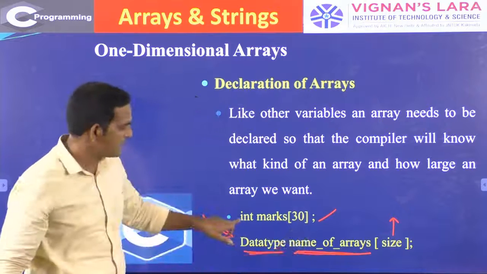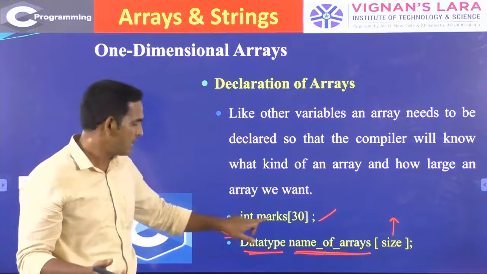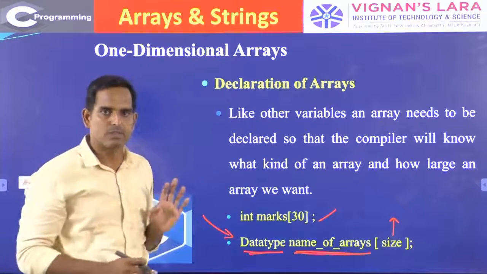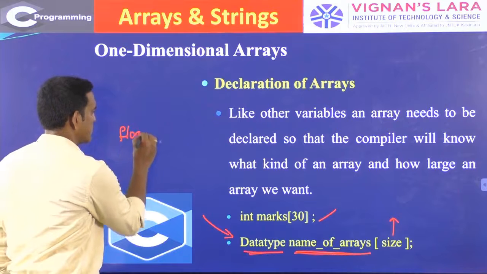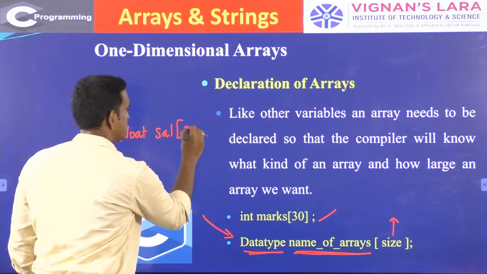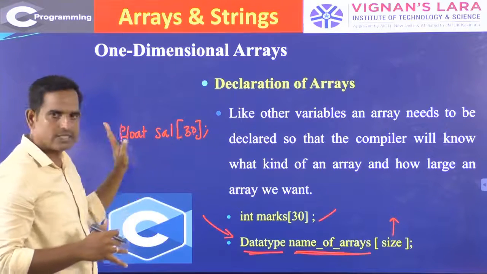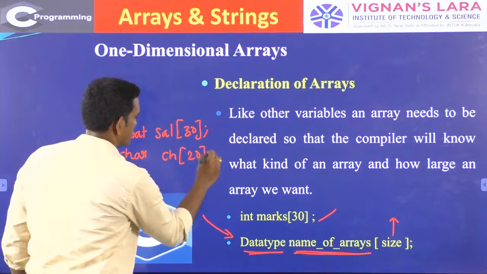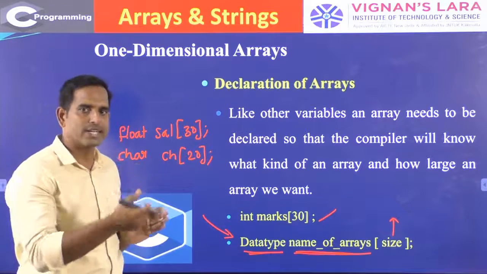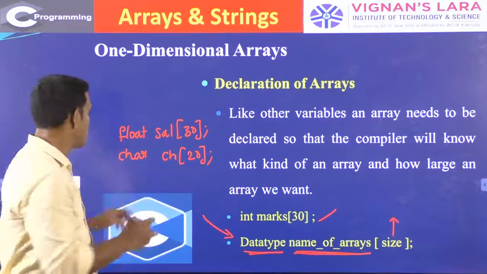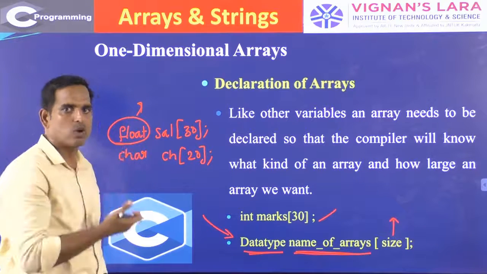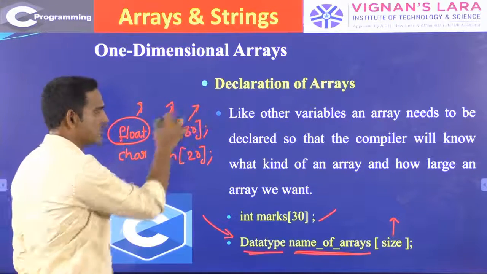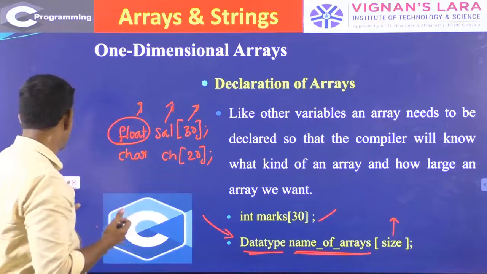A declaration looks like this: int max[30], meaning I am going to store integers in my array, max is the name of the array, and 30 means I am going to store at most 30 elements. Similarly, you can have float salary[30], meaning I am going to store 30 different salaries. Or you can have char ch[20], meaning my ch array is going to store 20 different characters. In the declaration, the data type tells what type of values you are going to store, the name is the single name with which you identify the complete array, and the size is the maximum number of elements you are going to store in that array.